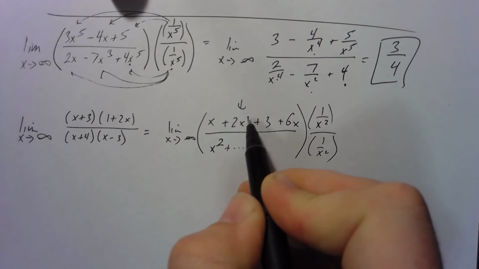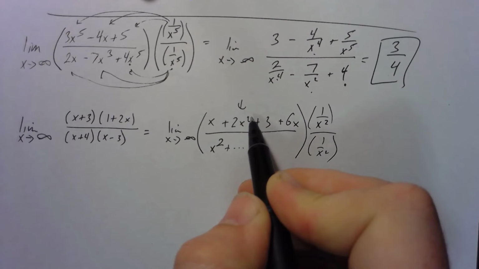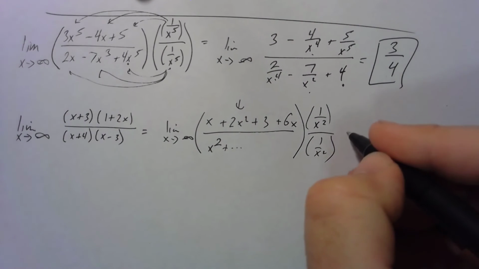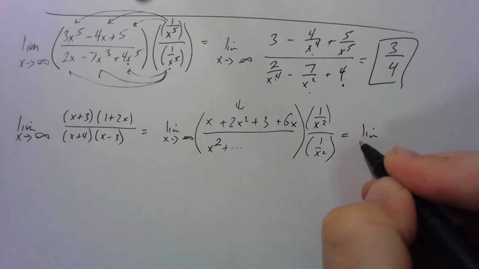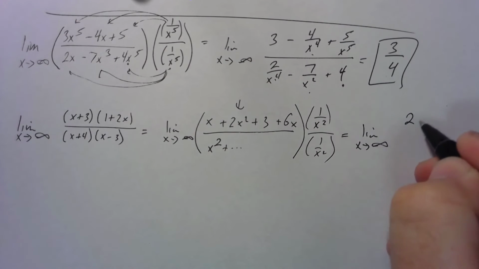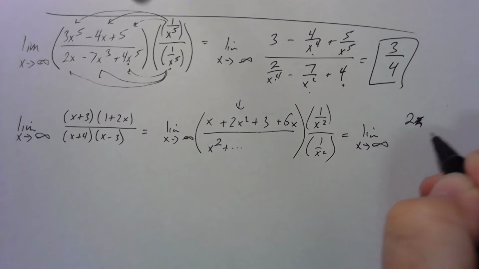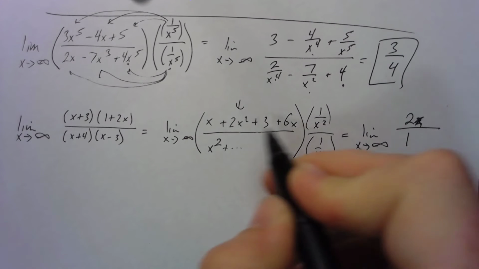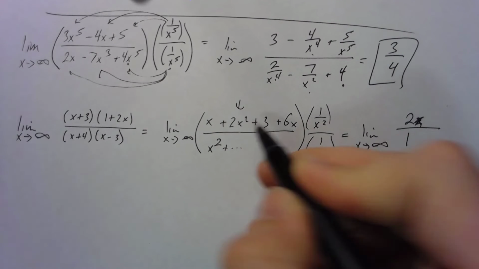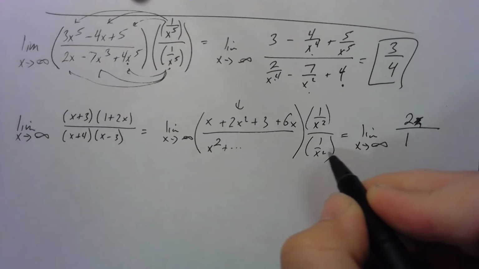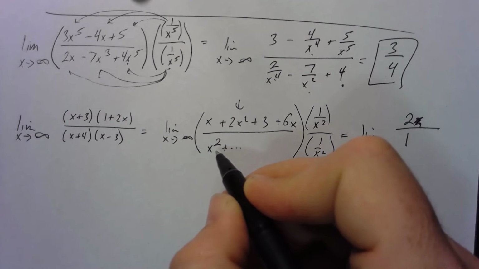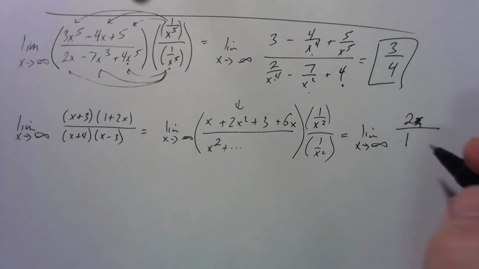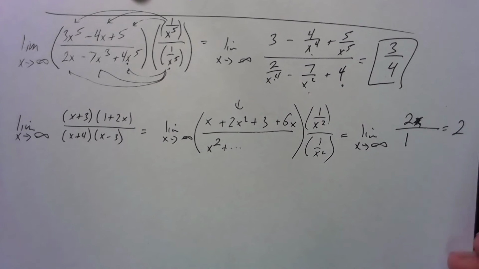This is the only term on top that's not going to go to 0. It's going to go to a constant, and all the other terms around it are going to go to 0. So this will be the limit as x goes to infinity of simply 2 divided by 1. And again, it's 2 because it's 1 over x squared times 2x squared. That's going to give you the 2. And then over here it's going to be 1x squared over x squared, giving me 2 over 1. This limit is then going to be 2.